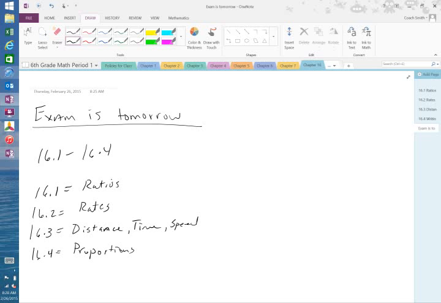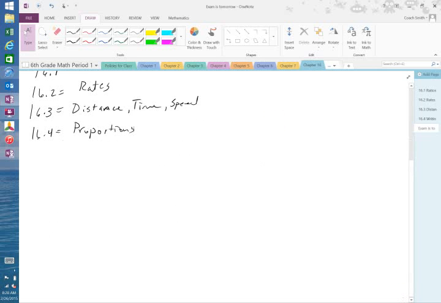On your distance, rate, and time, you will have all the formulas on the test, so you won't have to have those memorized. Just a matter of manipulating them. But let's start with 16.1, since that was the furthest thing away.